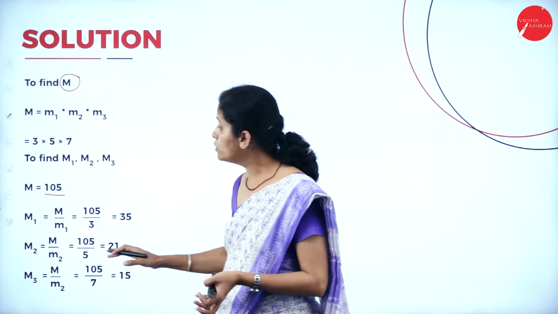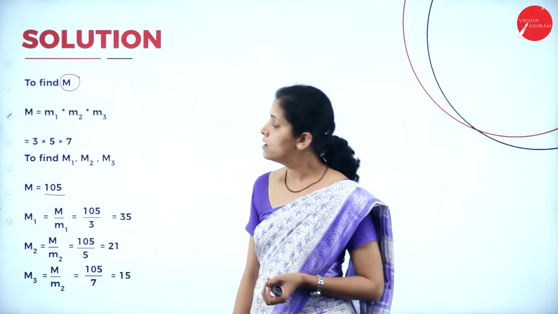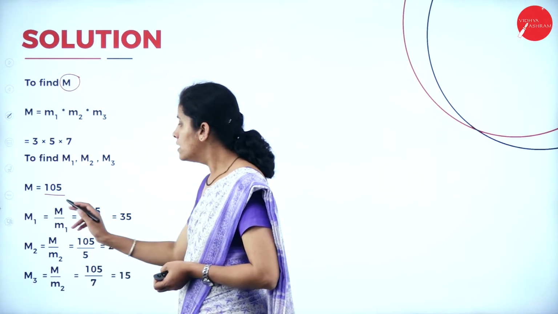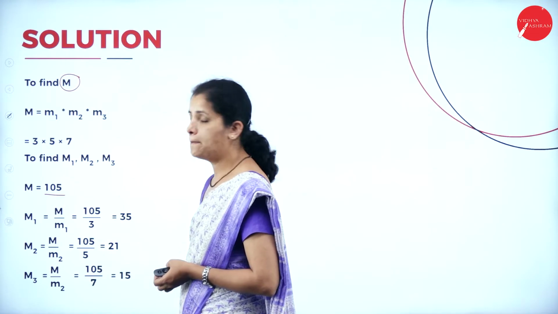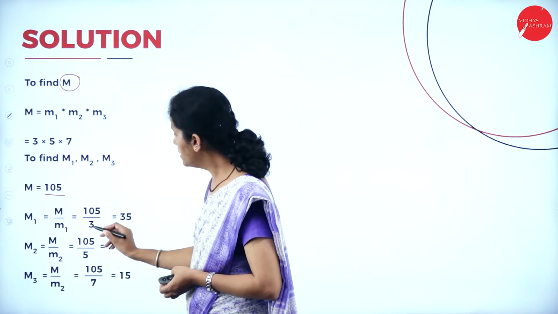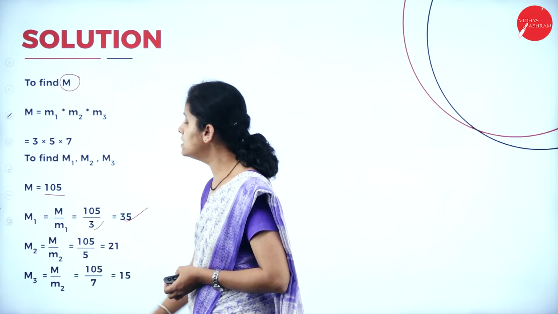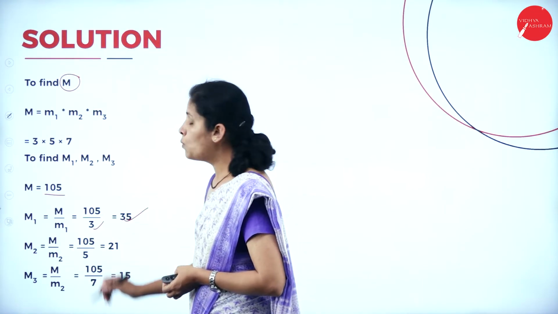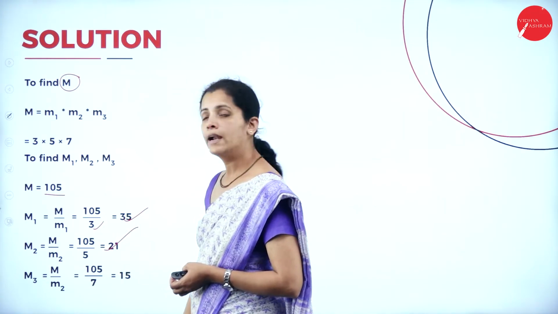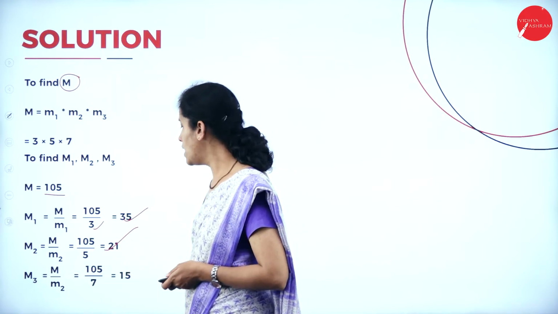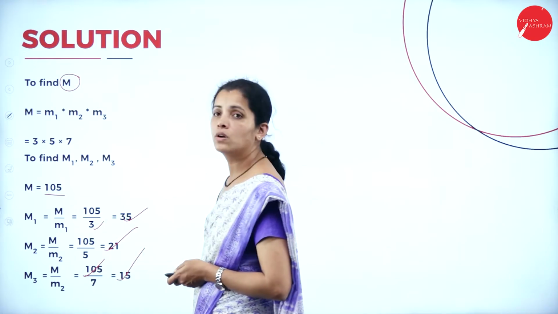From that, I'm going to find out capital M1, M2 and M3. So what is the formula? To find M1, that is M divided by small m1. What is there at M? It is 105 divided by 3. So 35. And if I consider the second one, 105 divided by 5, it is 21. And if I consider the third one, it is 105 divided by 7, it is 15.